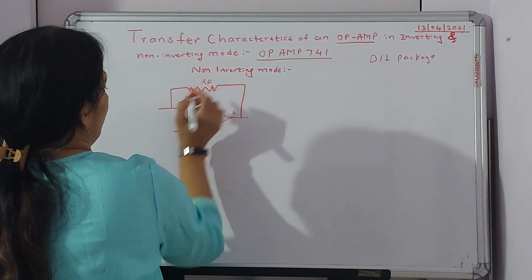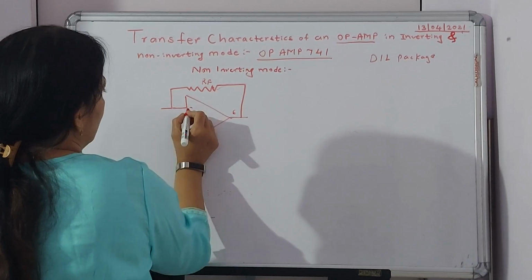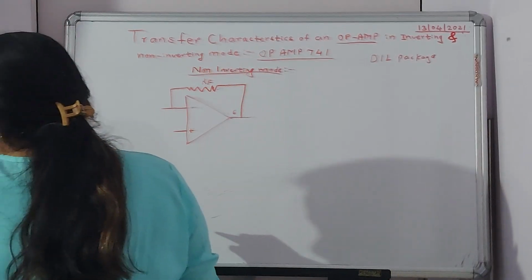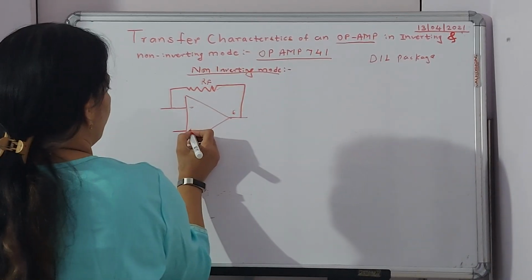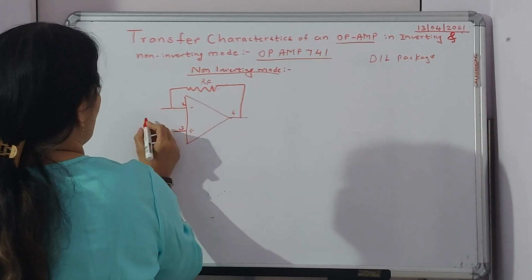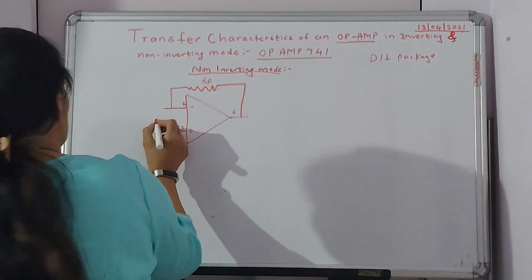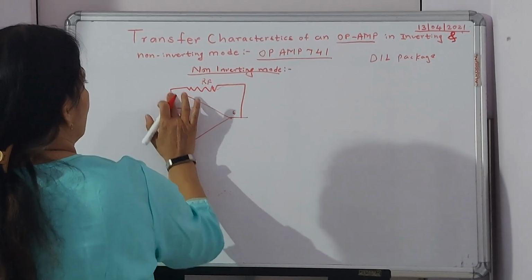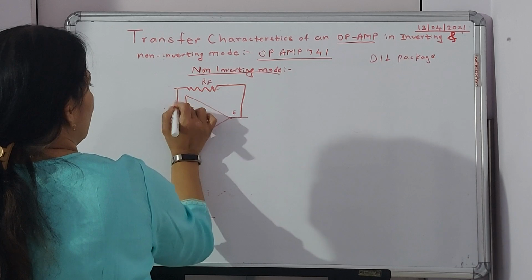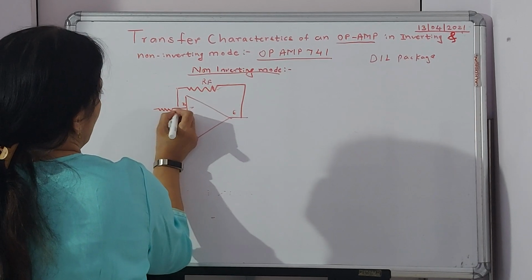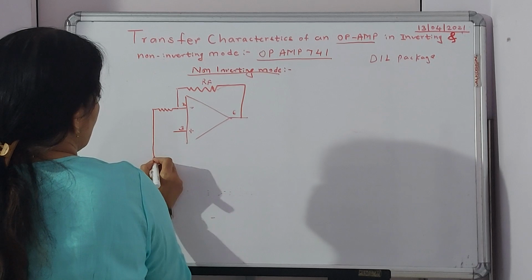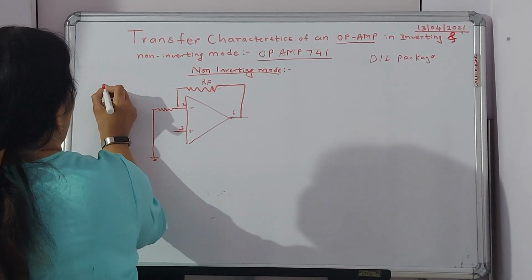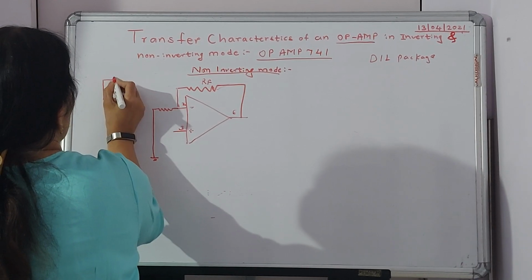This is RF. Now over here, this is my non-inverting mode. So definitely I'll have to give input to pin number 3. This is 3. This is 2. So now I will say that this input is grounded, and occupy a little lesser space. And say this is grounded. And here I will try and show the input.